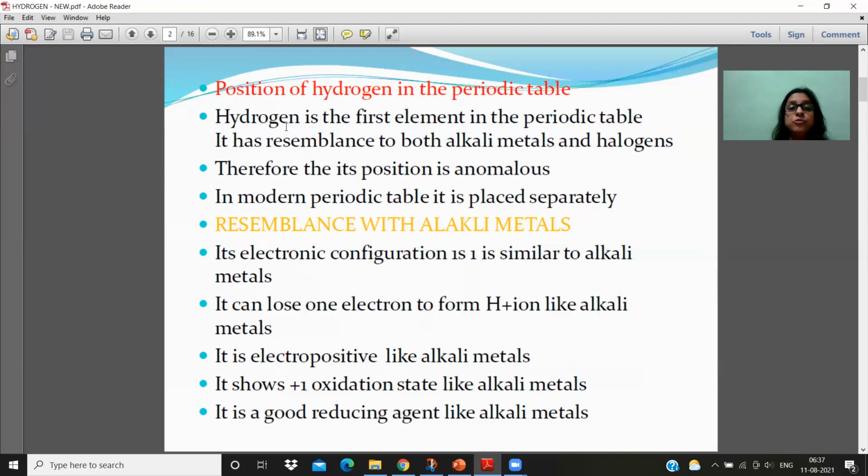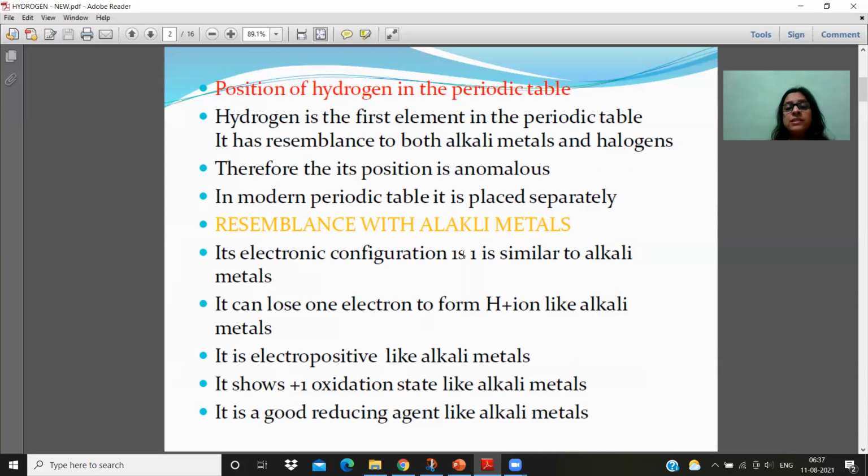Okay, so hydrogen is to be considered as the first element, and its resemblance, as I have already discussed, is with both alkali metals as well as halogens, means group 1 and group 17 elements, and that's why its position is anomalous. Modern periodic table के अंदर इसको separately रखा गया है.